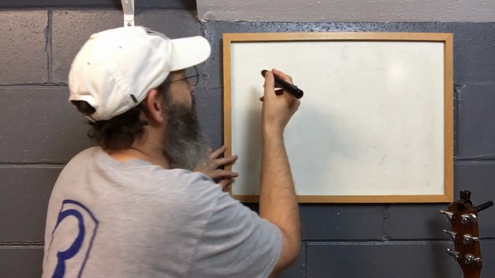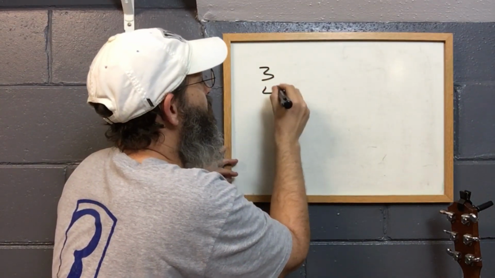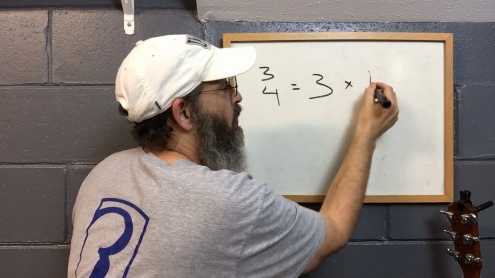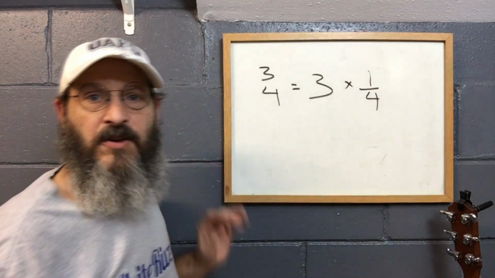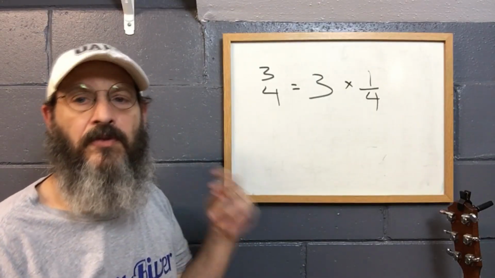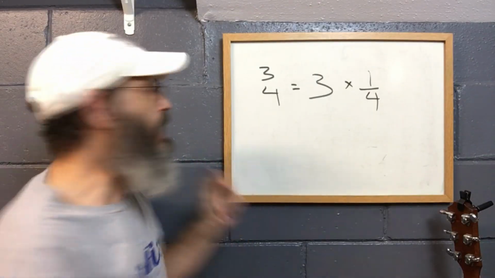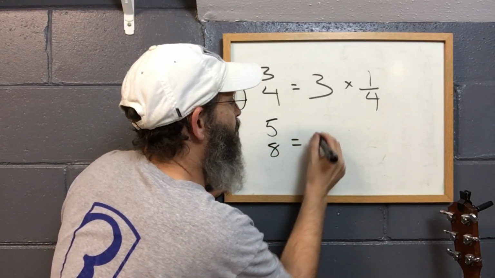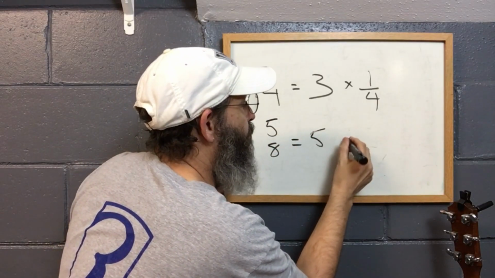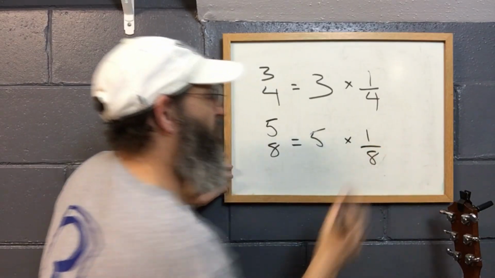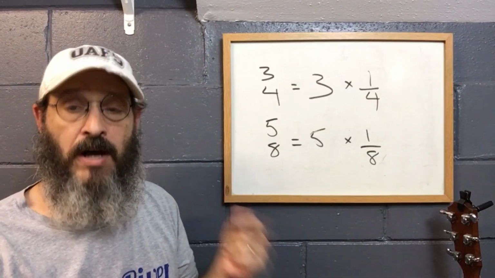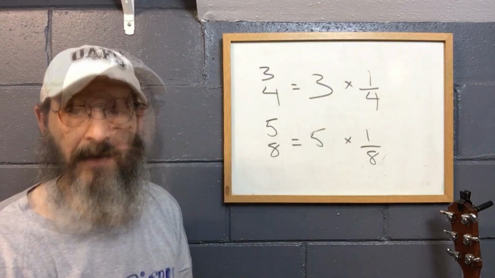So this means that 3/4 time simply tells us that there are 3 quarter notes in a measure. 1, 2, 3, 1, 2, 3. Or we could say that 5/8 simply tells us that 5 eighth notes occupy a measure. 1, 2, 3, 4, 5. 1, 2, 3, 4, 5.